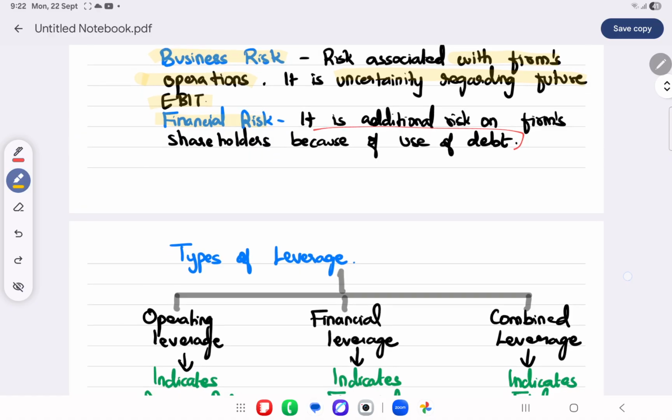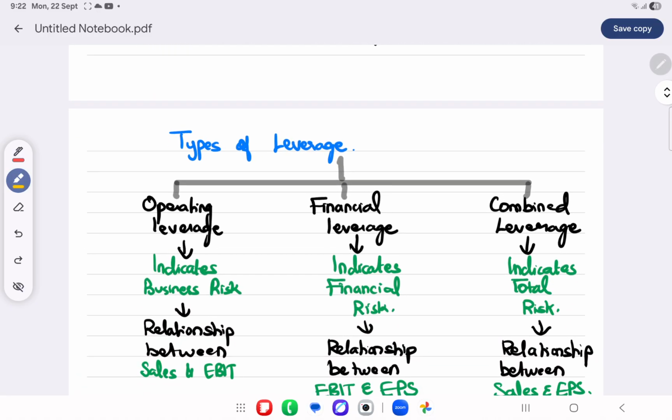Now, keeping this in mind, we have types of leverages. One is operating leverage, one is financial leverage, and one is combined leverage. Operating leverage measures the business risk, financial leverage measures the financial risk, and combined leverage measures the total risk.